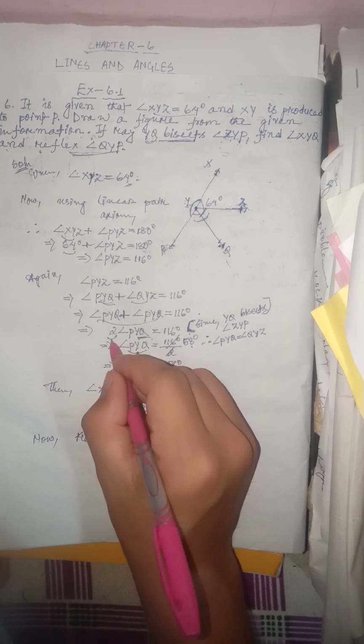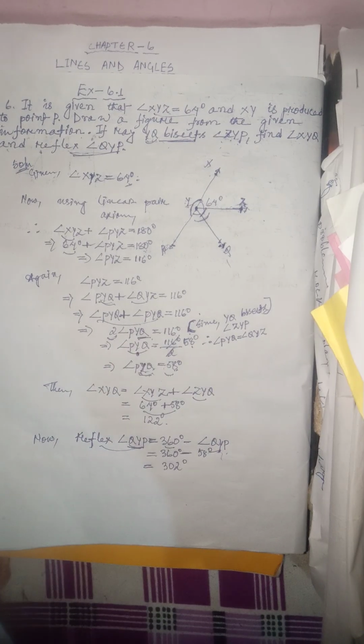After adding these two, we will get twice angle PYQ. The reason why we took PYQ is that in order to find the value of the reflex angle, we will need that angle PYQ. Because of that we took PYQ. Otherwise, we can take angle QYZ, that doesn't matter. Just because of our target, we took PYQ.